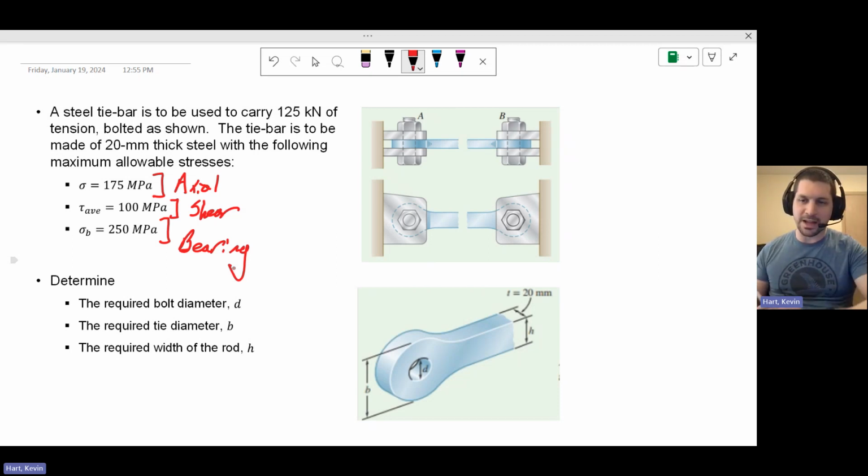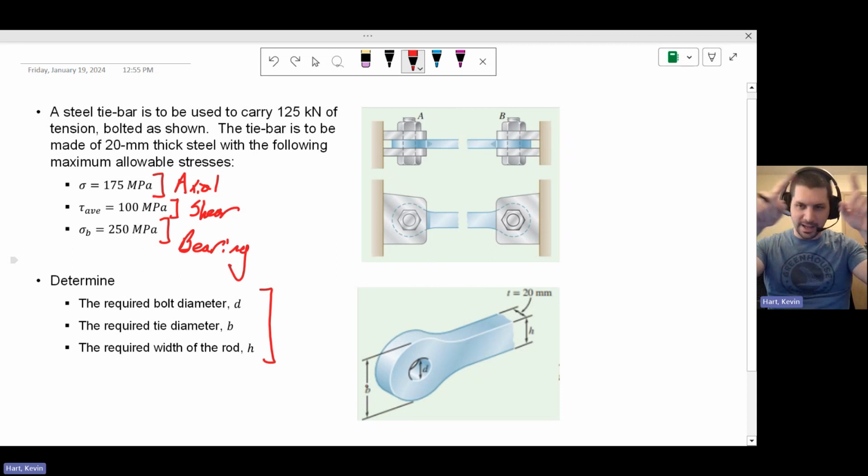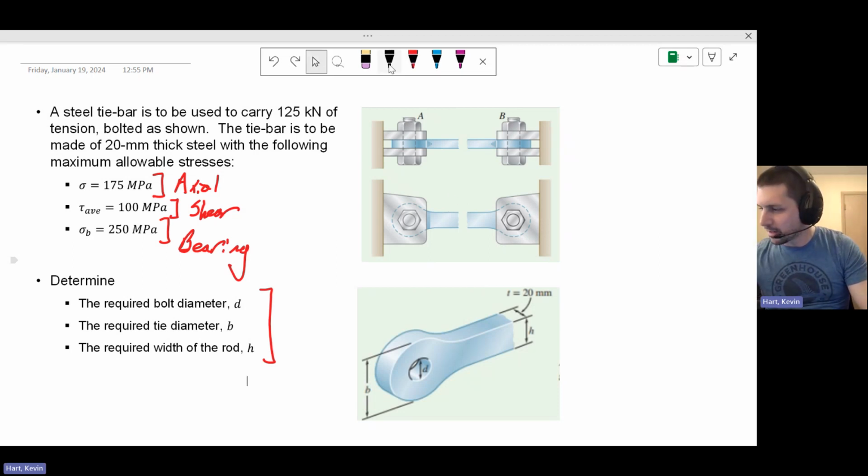So given those maximum stress values, we want to determine the required bolt diameter D, the required tie diameter B, and the required width of the rod H. So we have H here, which is the width of the rod. We have D here, which is the diameter of the hole or the diameter of the pin, however you want to think about it. And then B here, which is this full diameter incorporating both the pin and the tie rod material itself, to make sure that we don't break. All right, so let's go ahead and get right into it.